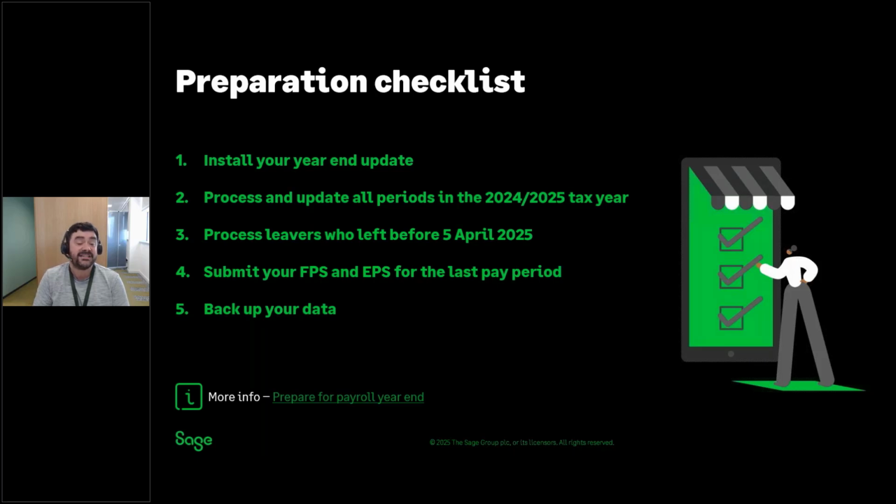Step 4 is to submit your FPS for your last pay date of the year, and if required, an EPS for month 12, for example, if you've reclaimed any statutory payments. And then step 5, please ensure that you have an up-to-date backup of your payroll data. Always better to be safe than sorry, so make sure you've got that backup that you could restore should anything go wrong. And you can read more about these steps if you follow the link to our guide on the slide.